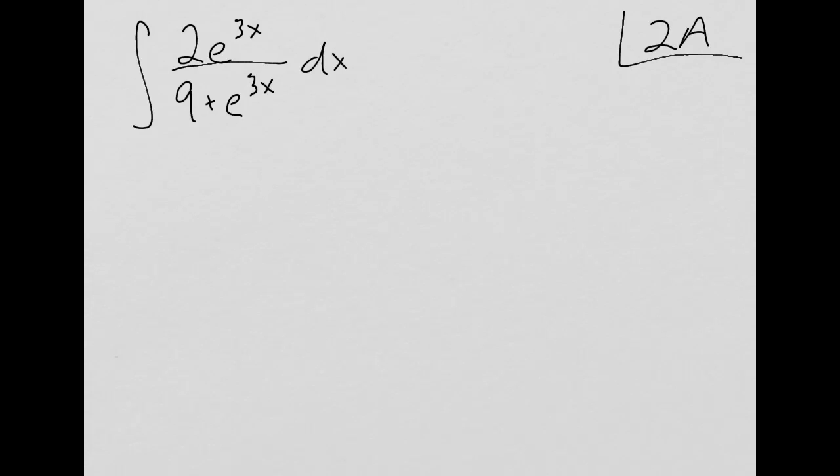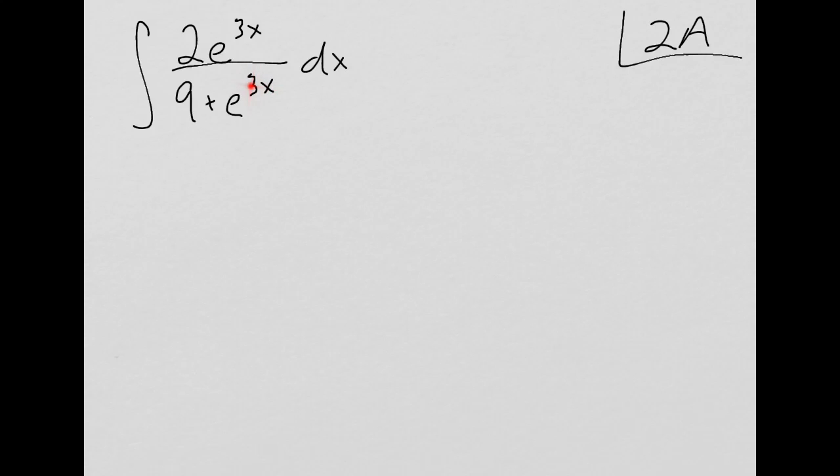This is number 2A from your study guide. You may look at this at first and say, oh, look, I got a 9, I got something here, it's e to the x of some sort, and then I got some stuff up top. I wonder if this is a tan inverse integral.